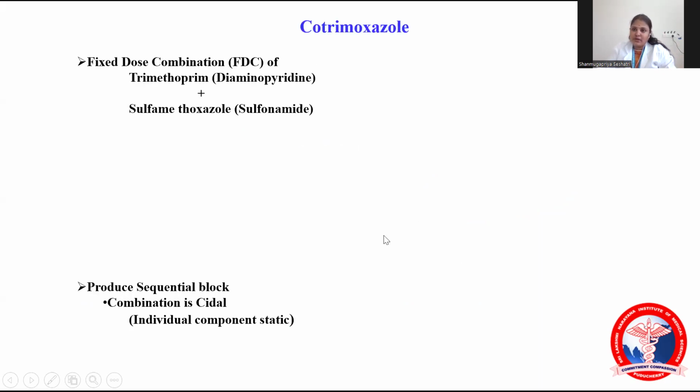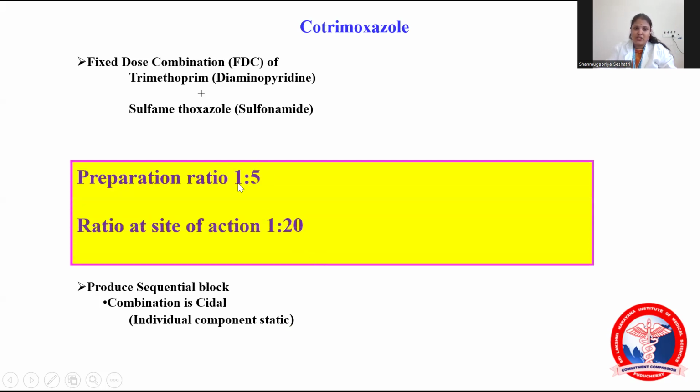Cotrimoxazole, as I already told you, when given as a single drug therapy, produces a static effect. When cotrimoxazole is used in combination of sulfamethoxazole and trimethoprim, this drug produces sequential blockade. Sequential blockade is nothing but inhibiting both dihydrofolate synthase as well as reductase in a stepwise manner. This stepwise manner of inhibition of enzymes, we call sequential blockade. Cotrimoxazole is available in the preparation of 1 is to 5 and 1 is to 20. Why this is preferred is that trimethoprim has a larger volume of distribution, whereas sulfamethoxazole has a similar half-life to trimethoprim. That is why sulfamethoxazole is used in combination with trimethoprim.